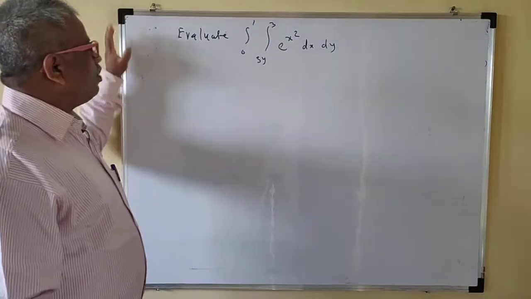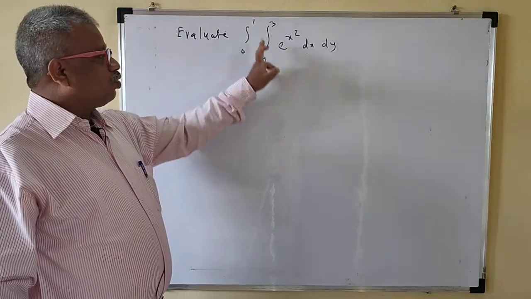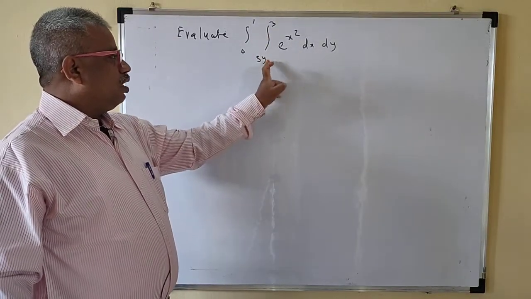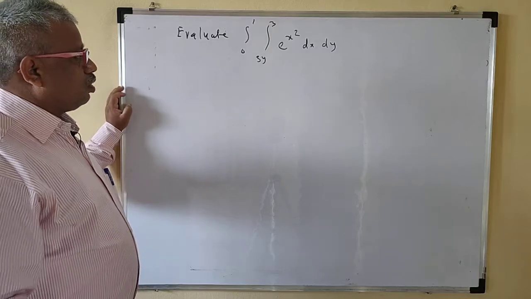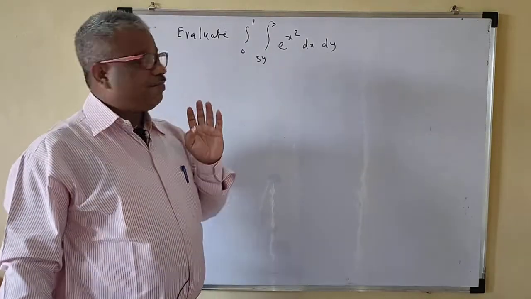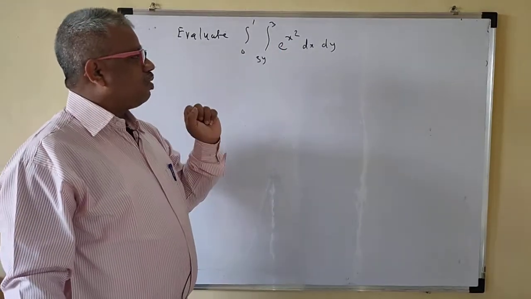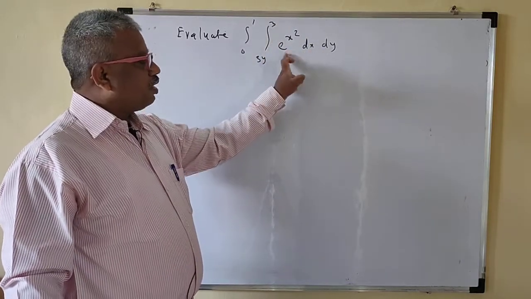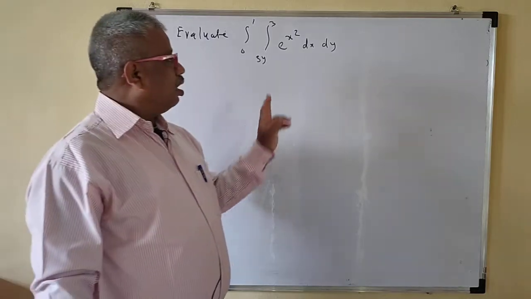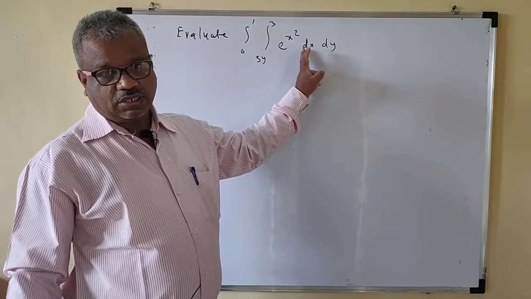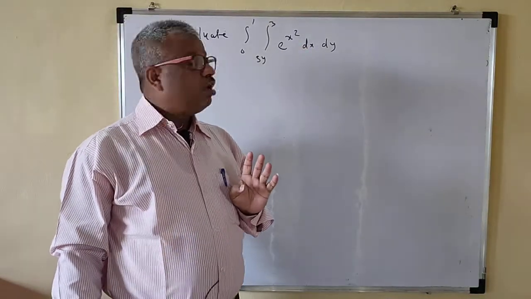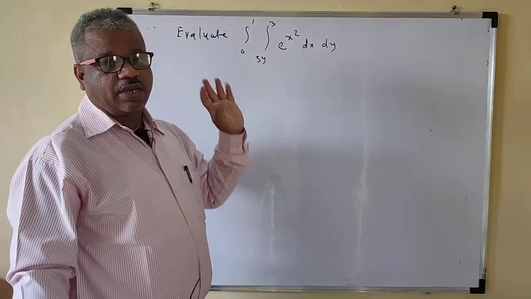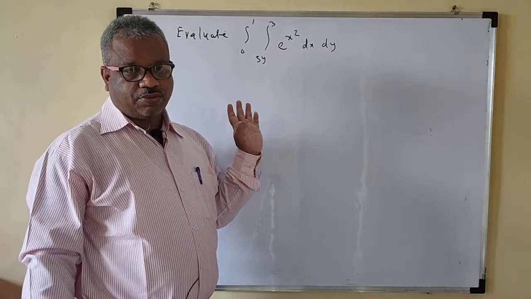So here there is a problem: evaluate the integral from 0 to 1, and x from 3y to 3, of e raised to x squared dx dy. Now here, these are the limits of x, so we want to integrate e raised to x squared with respect to x first, and then with respect to y. But here e raised to x squared is not integrable with respect to x.